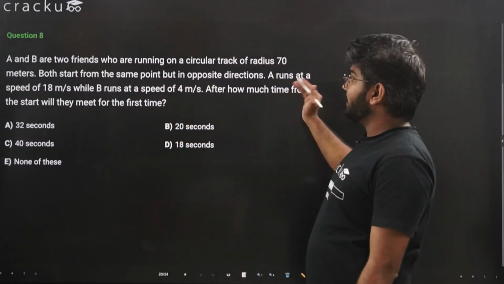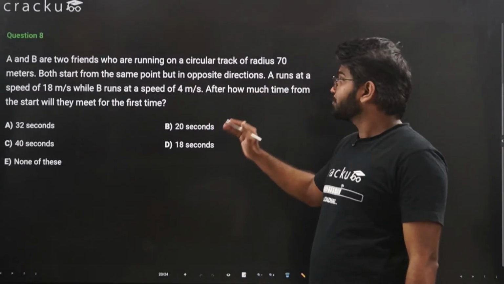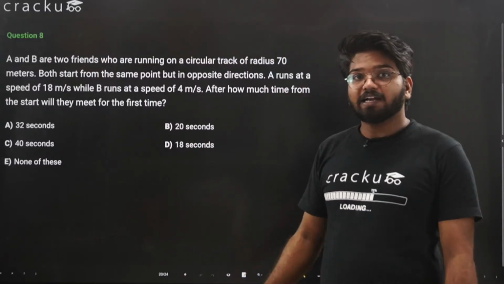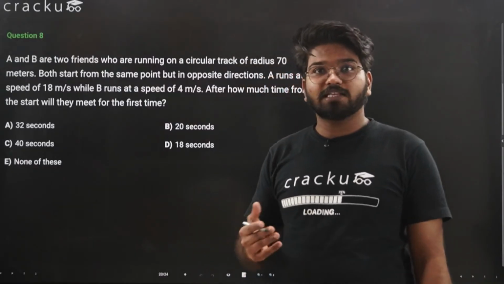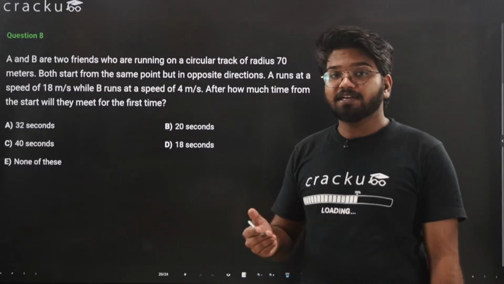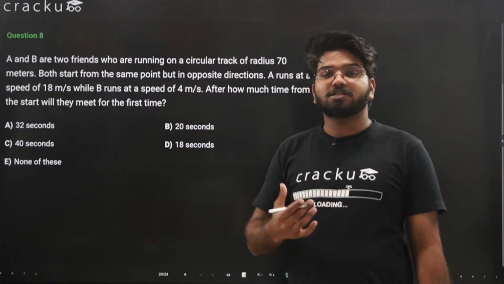A runs at a speed of 18 meter per second. B runs at a speed of 4 meter per second. After how much time from the start will they meet for the first time? Now we know that when they are moving in opposite directions, all they need to do is cover the length of the track with their relative speed. And whenever they are running in opposite directions, the relative speed is the sum of their speeds.